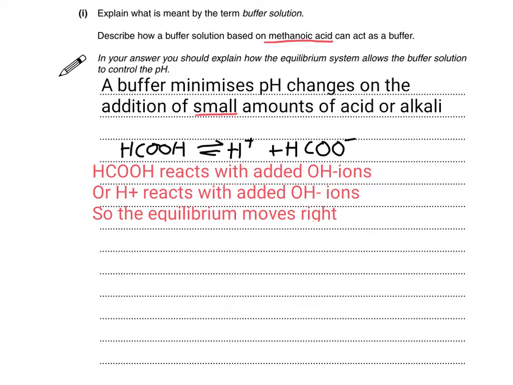So this is 1 mark for this, and then you get 1 mark for saying that the equilibrium will move right, which would form hydrogen ions. So 2 marks for explaining what happens when you add a base. The next 2 marks are for what happens when you add an acid.